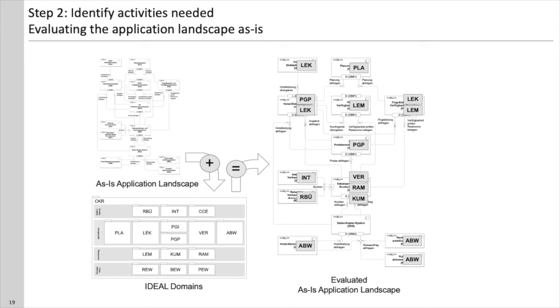So there we see the activities needed. We may need to restructure here. We may need to restructure there. We definitely need to restructure here. And maybe we need to take into account whether this is set up correctly.